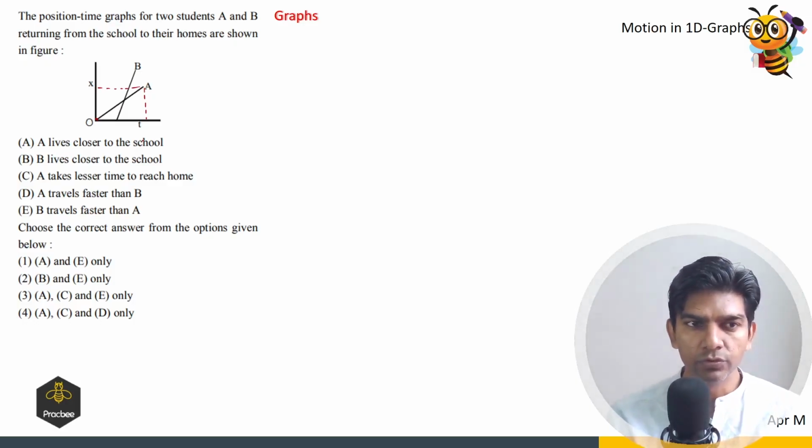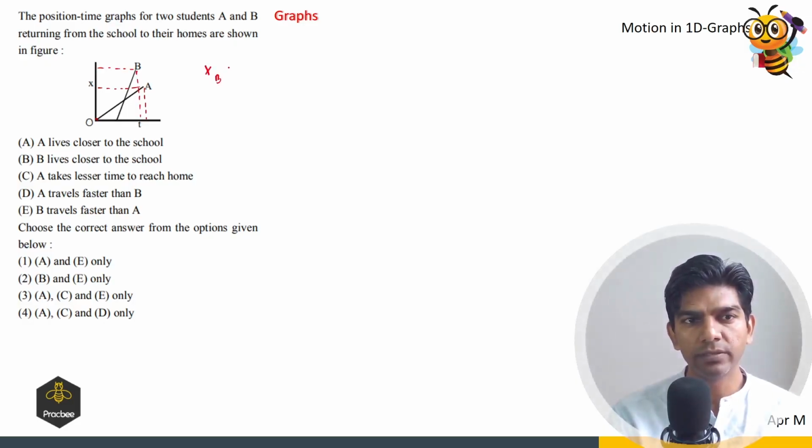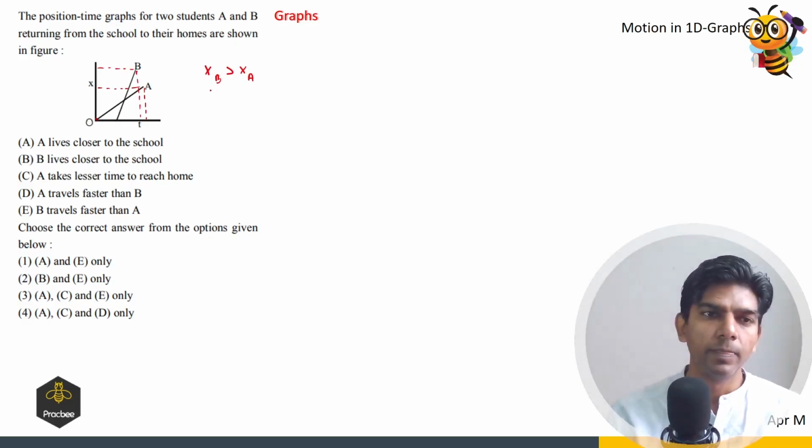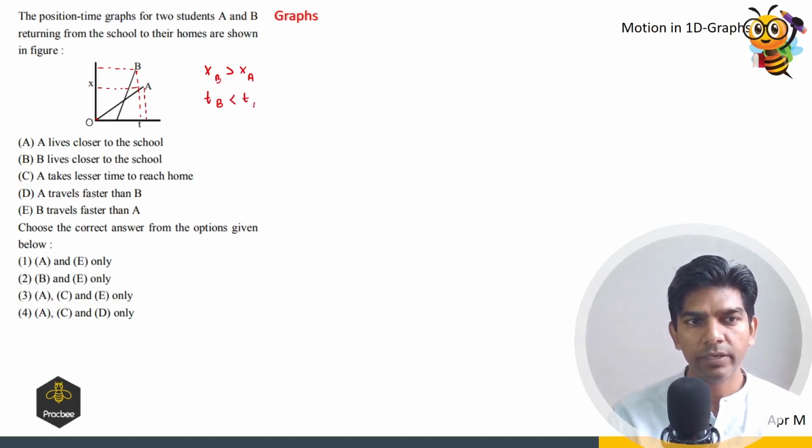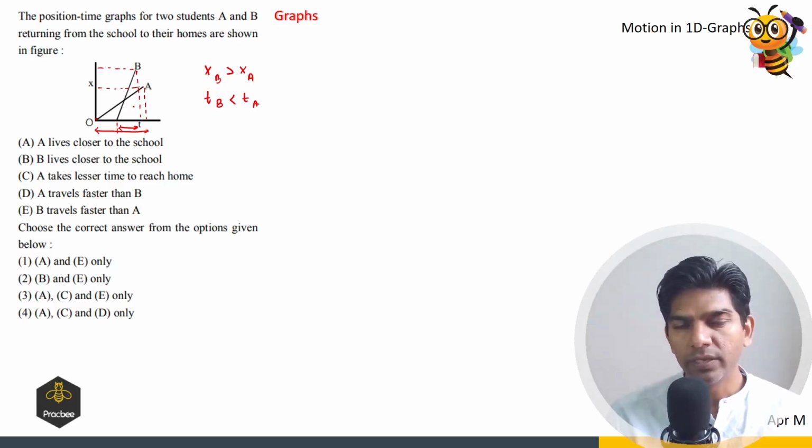A lives closer to school, okay, and if you look at the displacement of B, we can also see the displacement. Can you see the displacement of B is greater than displacement of A, and the time taken by B is less than the time taken by A. So that is the time taken by B, right? That much. And this is the time taken by A. And if you look at the slope of these two graphs, B is much steeper, so we can say the velocity of B is greater than velocity of A.